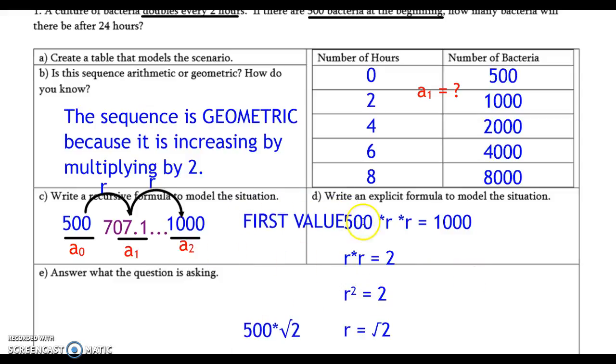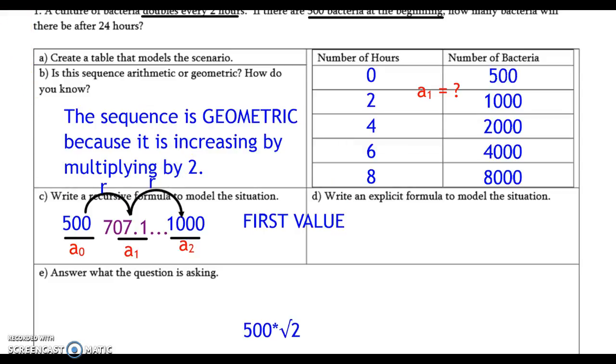Alright, now that we have our first value, which is 500√2, we can get rid of a little bit of this work. We can get rid of all of the planning that we did here, and we can try to determine what the recursive formula and the explicit formula are. We know that the first value is 500√2, and we also know that the common ratio is √2. Try to take the next couple minutes to write a recursive formula and explicit formula and come back and check your work.